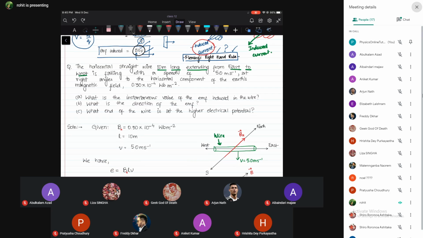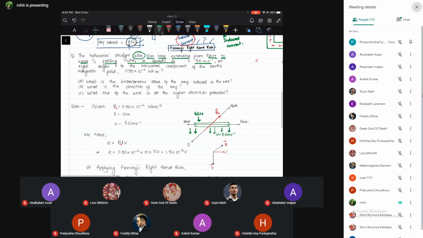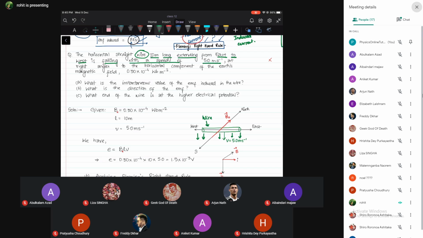The question says this wire that I'm talking about is falling with a speed of 5 meters per second. You can understand the diagram. The whole wire is falling with a speed. Of course, it's falling down, right? It cannot fall up. So it's falling down with a speed of 5 meters per second, at right angle to the horizontal component of the magnetic field. Now, this is very important. See, at right angles to the horizontal component of the Earth's magnetic field.